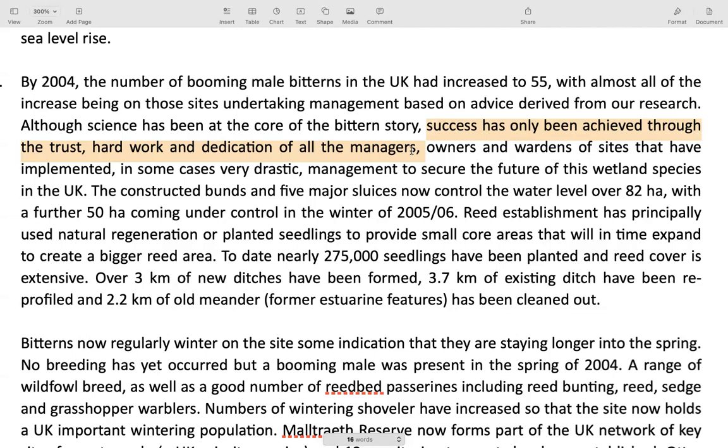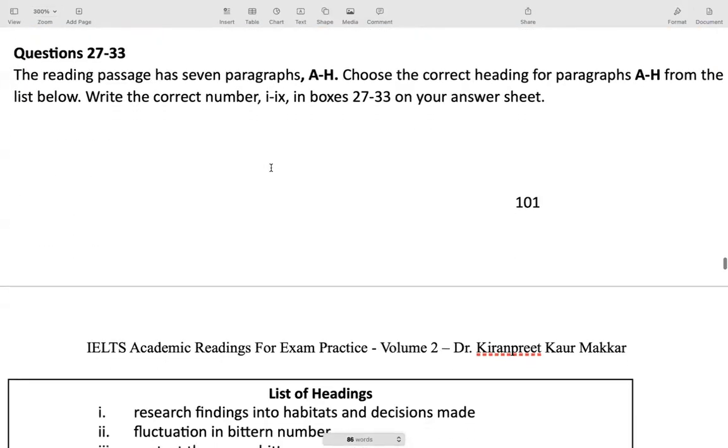Okay. So my answer would have been the factors responsible for the success. The first factor responsible for success has been research. But besides research, there have been other factors also, like trust, hard work, and dedication of managers, owners, and wardens. So it's not only research that is responsible for success, but also other factors. Is it clear? That would have been my heading. Okay. And this doesn't have a good heading here.